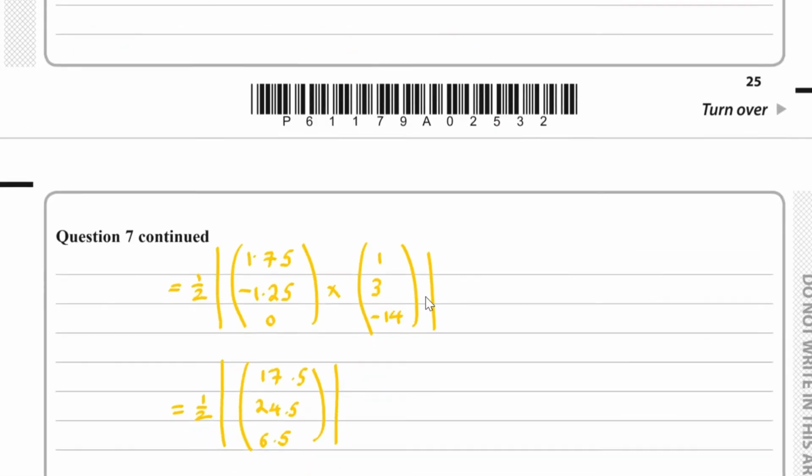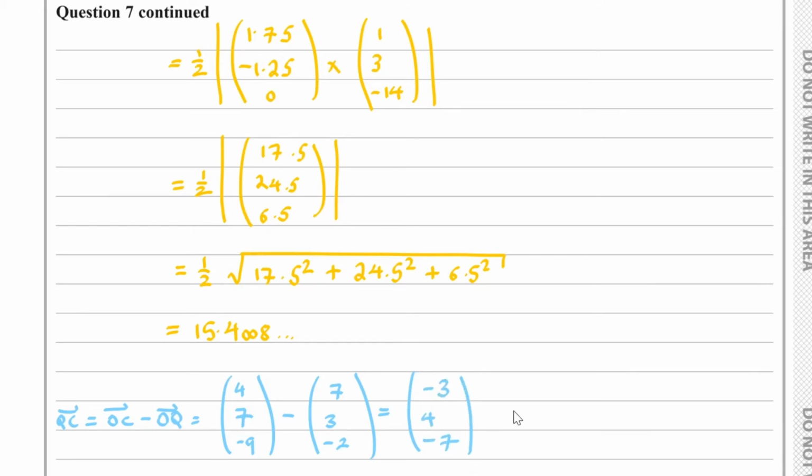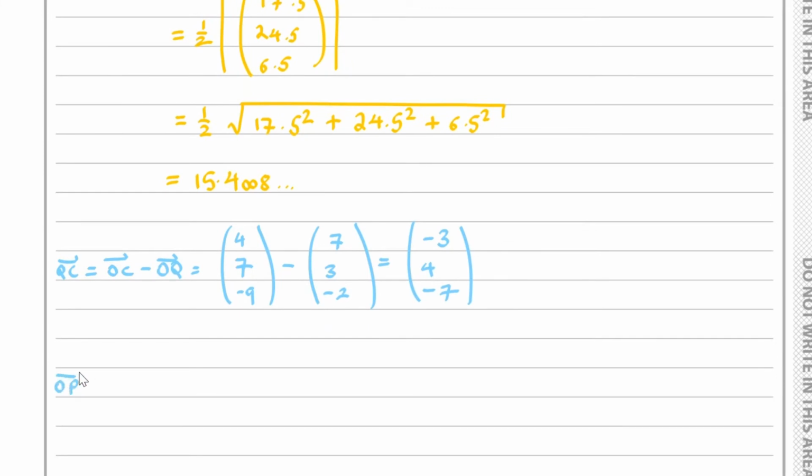So the next thing we need to do is find out what QC is. QC is equal to OC minus OQ. So we have (4, 7, -9) minus (7, 3, -2). We end up with (-3, 4, -7). And QP is equal to OP minus OQ.